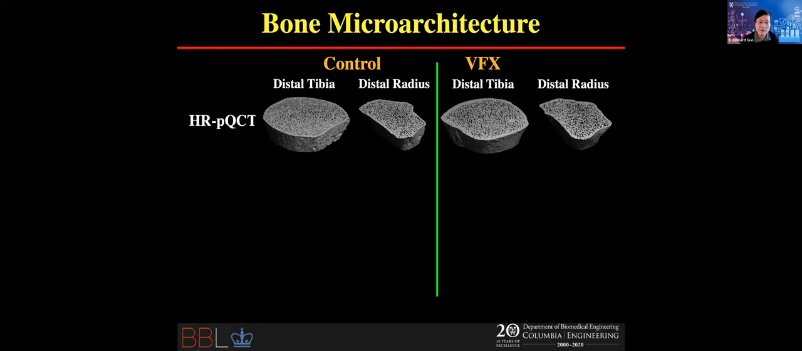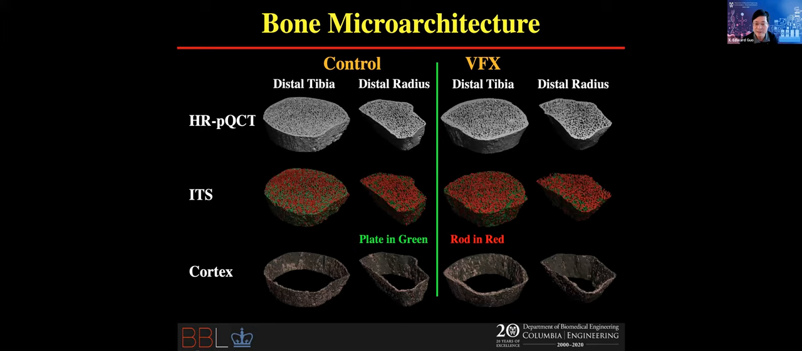So if you look at the HR-pQCT, that's the control sample at the left, and the vertebral fracture patient at the right. And as I mentioned, you can perform the ITS, taking the trabecular bone compartment, and you can also analyze the cortical as well. So for the trabecular bone analysis, we're showing here plate in green, rod in red.